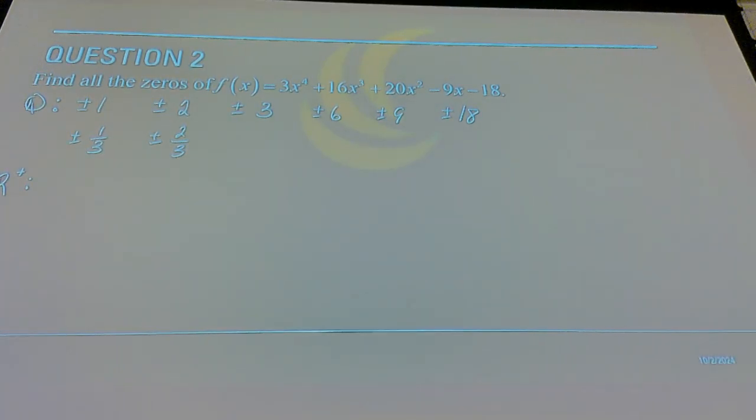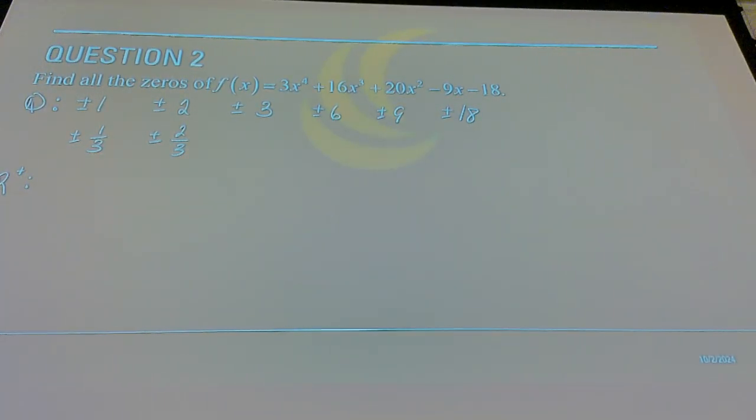How many positive real zeros are we going to have? Remember, it's the number of sign changes in f of x less an even number. You count 3 sign changes. There's 1. So we're going to have 1 positive real.